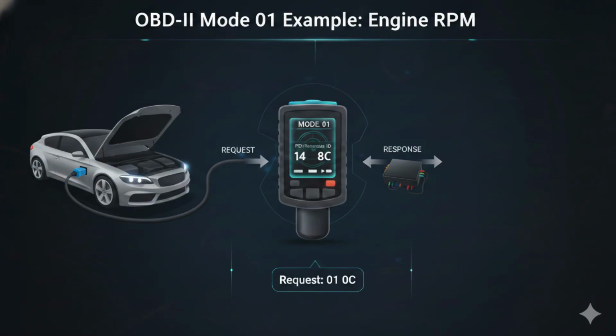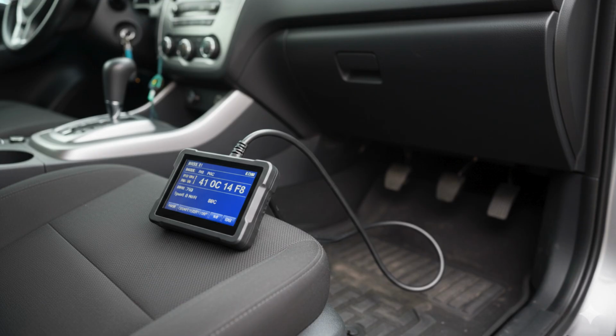Let's understand this with an example. If we send a request 010C, here 01 is the mode and 0C is the PID for engine RPM. The ECU might respond with 410C 1A F8. Now let's decode this.